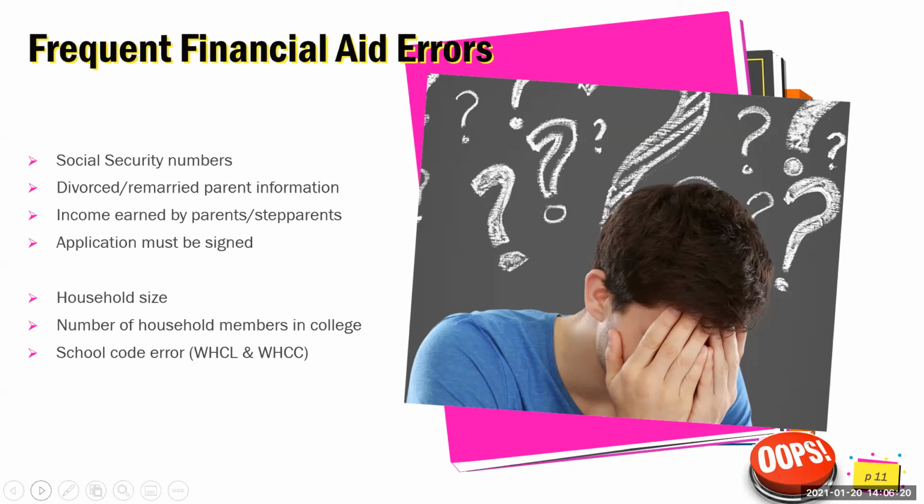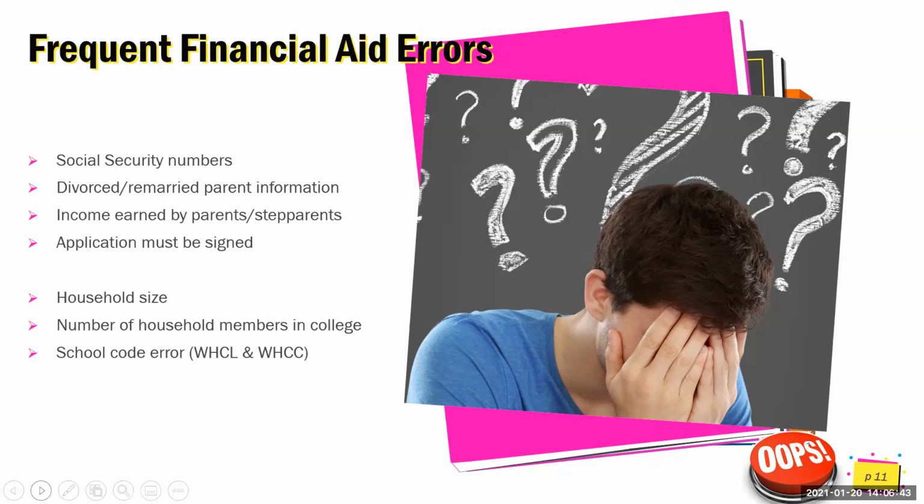Application being signed is another one. If you forget to sign your FAFSA or Dream Act application, it will be considered incomplete. Even if you sign and your parents forget to sign, if you're a dependent student, it will be considered incomplete. So just take an extra minute and just double check that everything's correct before you hit submit.